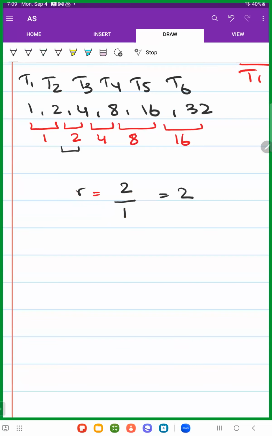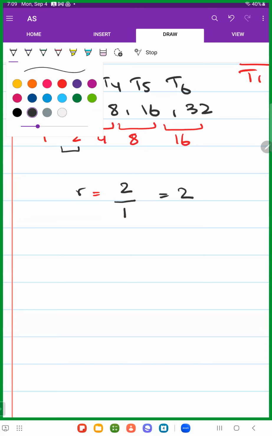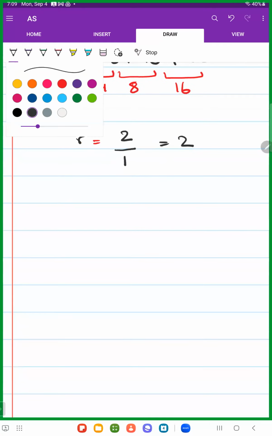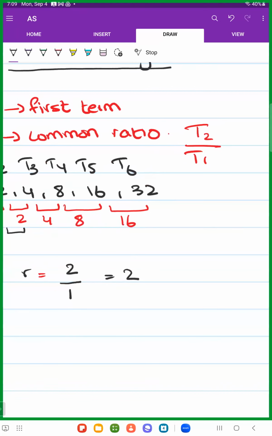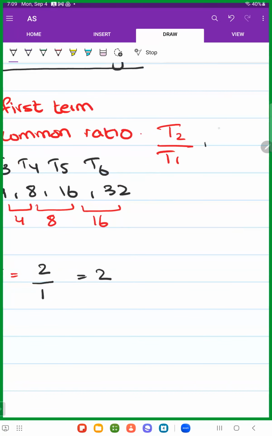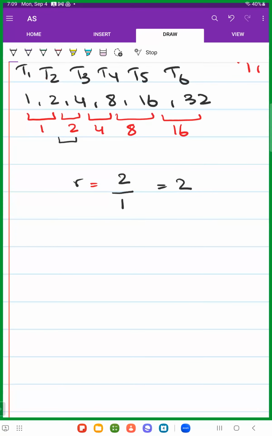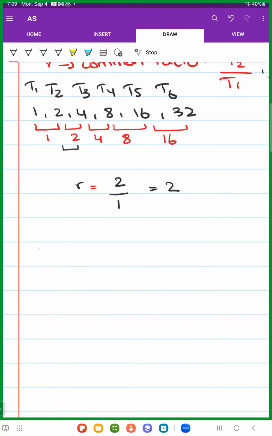Now, like in arithmetic progression, we have a term formula. In this progression, we also have a term formula and a sum formula. Let's write the formulas first. This can also be T2 over T1, any term and the preceding term. This can also be T3 upon T2, or T4 upon T3. So you understand the next term and the previous term.